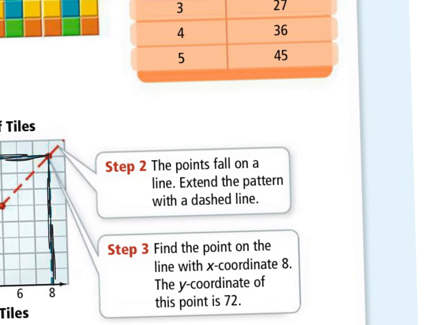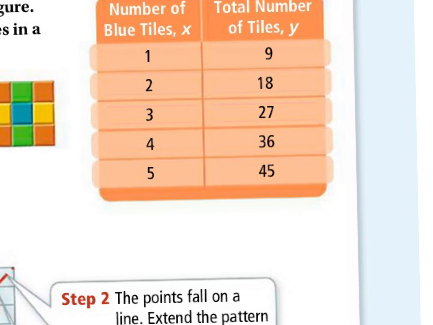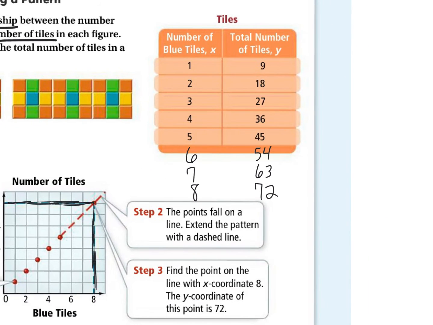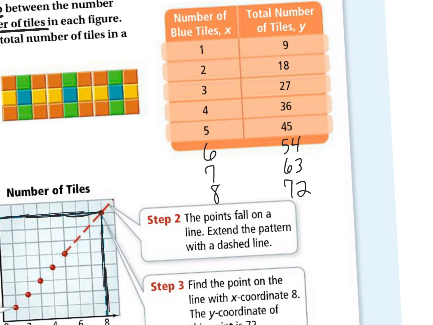Another way the book didn't mention would be just extending the table. So we could say, well, if we have one more blue tile, that's 9 more tiles. If we have one more, that's 9 more tiles. If we have one more, that's 9 more tiles. And then we could get the 72 that way also. Okay, obviously if we were wanting like 50 blue tiles, we wouldn't want to extend the table. That's not a very efficient way, but if we're halfway close, that would be another option as well.